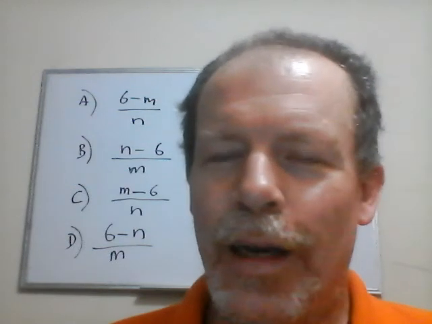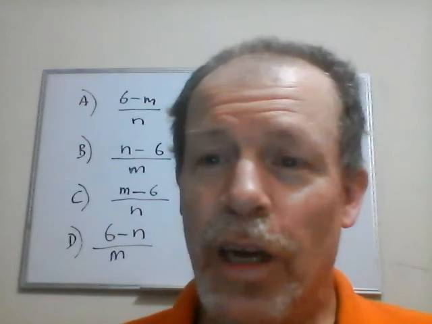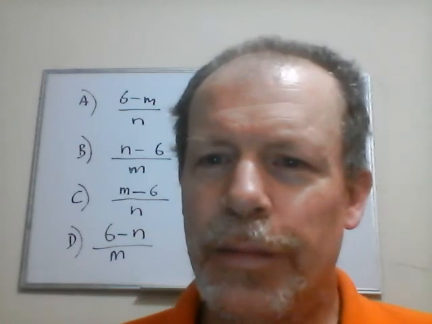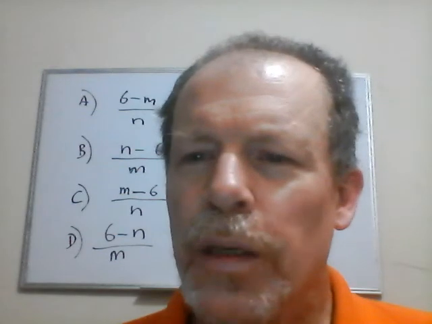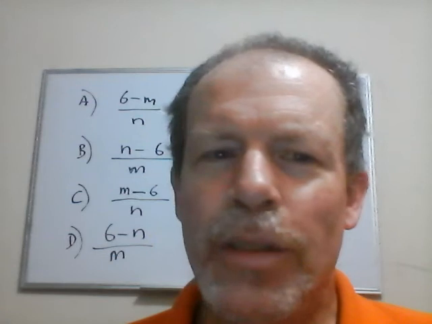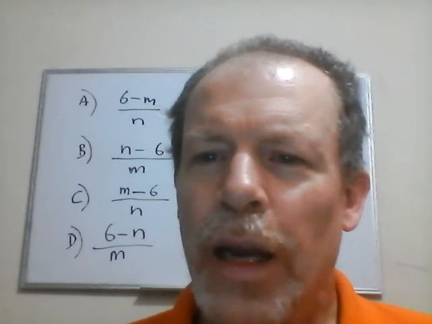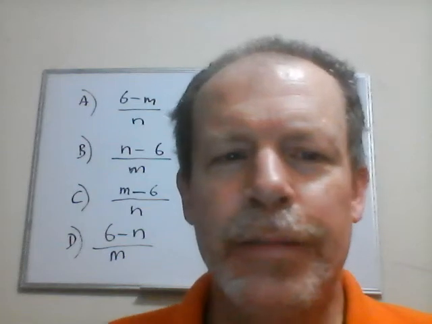It says the line y equals kx plus 6, where k is a constant, is graphed in the xy plane. If the line contains the point (m, n), where m does not equal 0 and n does not equal 0, what is the slope of the line in terms of m and n?